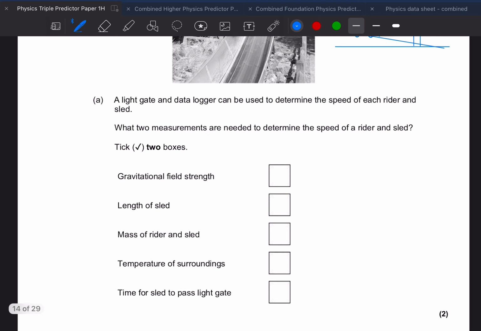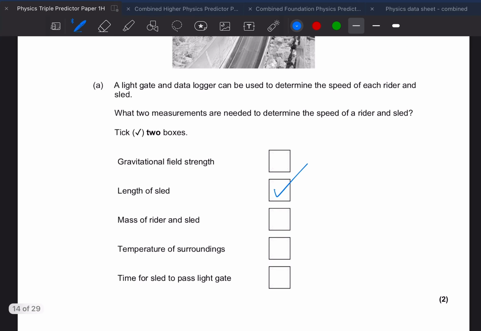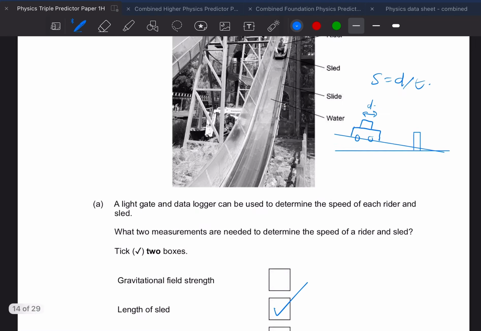So let's have a look. What two measurements are needed to determine the speed of the rider and the sled? Well, it's the length of the sled, because that's the equivalent of the length of the card, and the time to pass through the light gate, because speed equals distance divided by time.